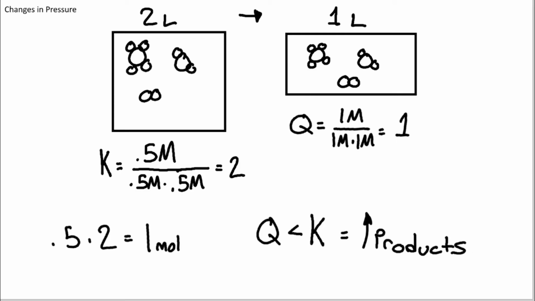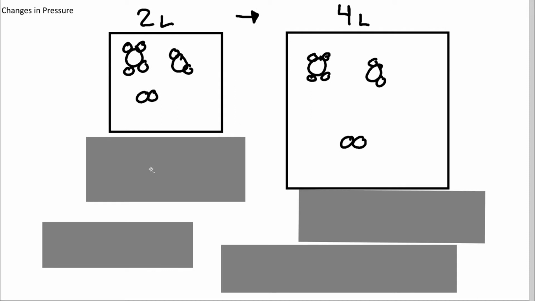So whenever the volume is decreased in a reaction, typically you're going to end up shifting the reaction to the right in order to produce more products to bring the reaction back to equilibrium. Okay, so let's do the same exact thing, except this time I've increased the volume to 4 liters. I went from 2 liters to 4 liters.